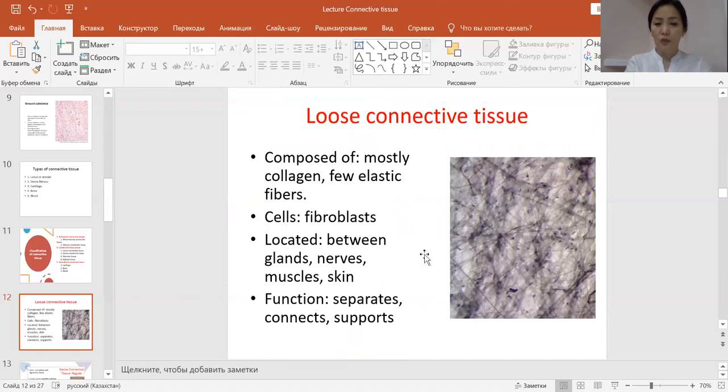First, loose connective tissue mostly consists of collagen fibers, few elastic fibers, thin fibers, and cell components. This type of connective tissue mainly consists of fibroblasts. If you remember, we said fibroblasts can produce fibers. As for location, we can find it between glands, nerves, muscles, skin, and also blood vessels surrounded by the loose connective tissue. Function: separates tissue, connects, and supports.